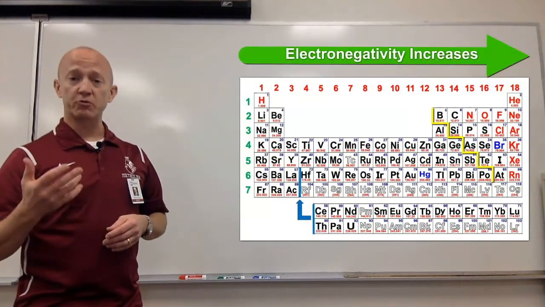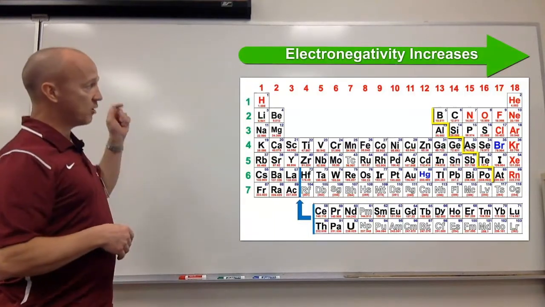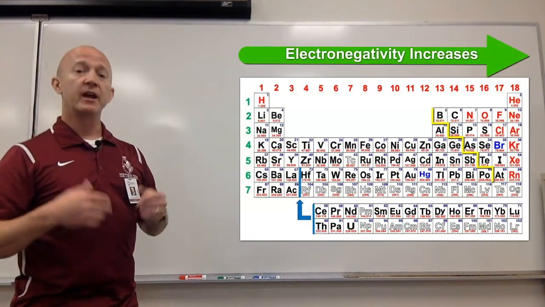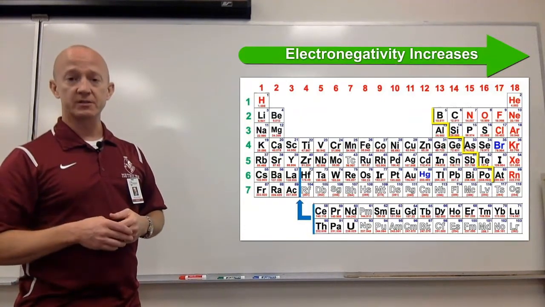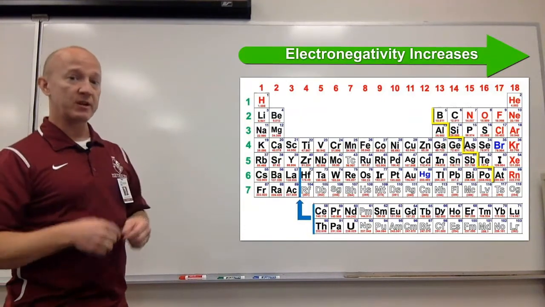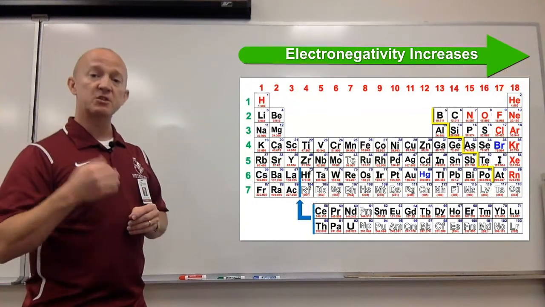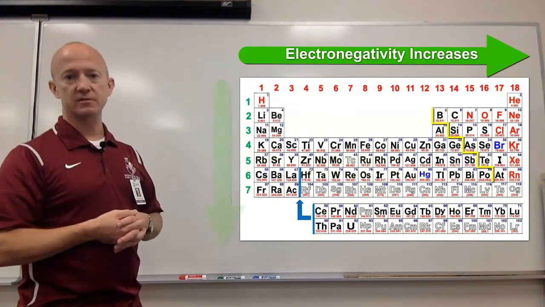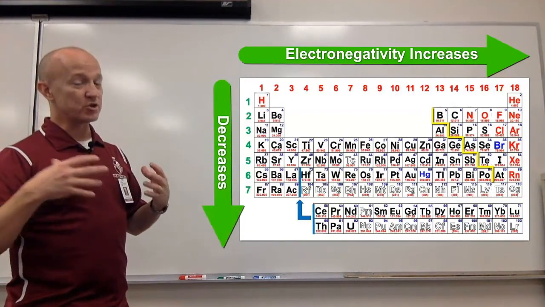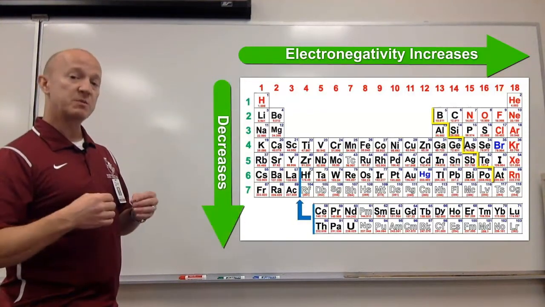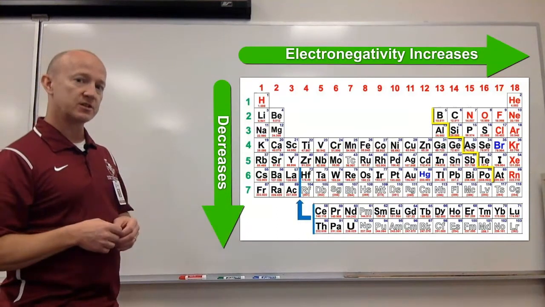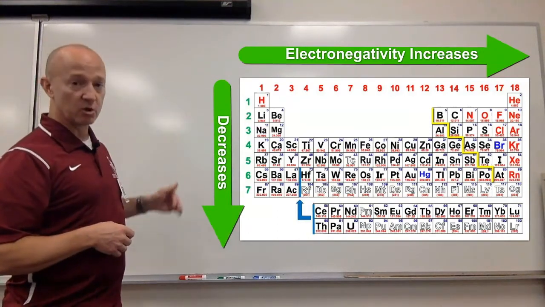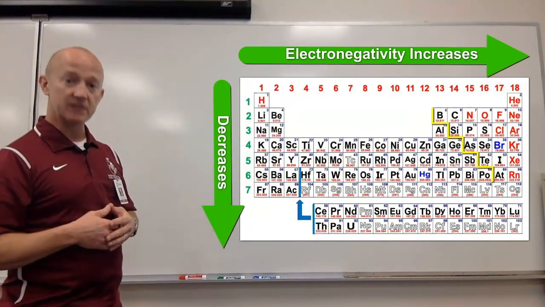The trend for electronegativity then is that as we go from left to right in a period, electronegativity increases. Remember, as we go from left to right, we decrease in size. That means there'll be more opportunity for those electrons to be attracted to that nucleus. As we go down a group, we get larger and larger in size, which means there's less of an attraction to that nucleus. So we say that as we go down a group, electronegativity decreases.